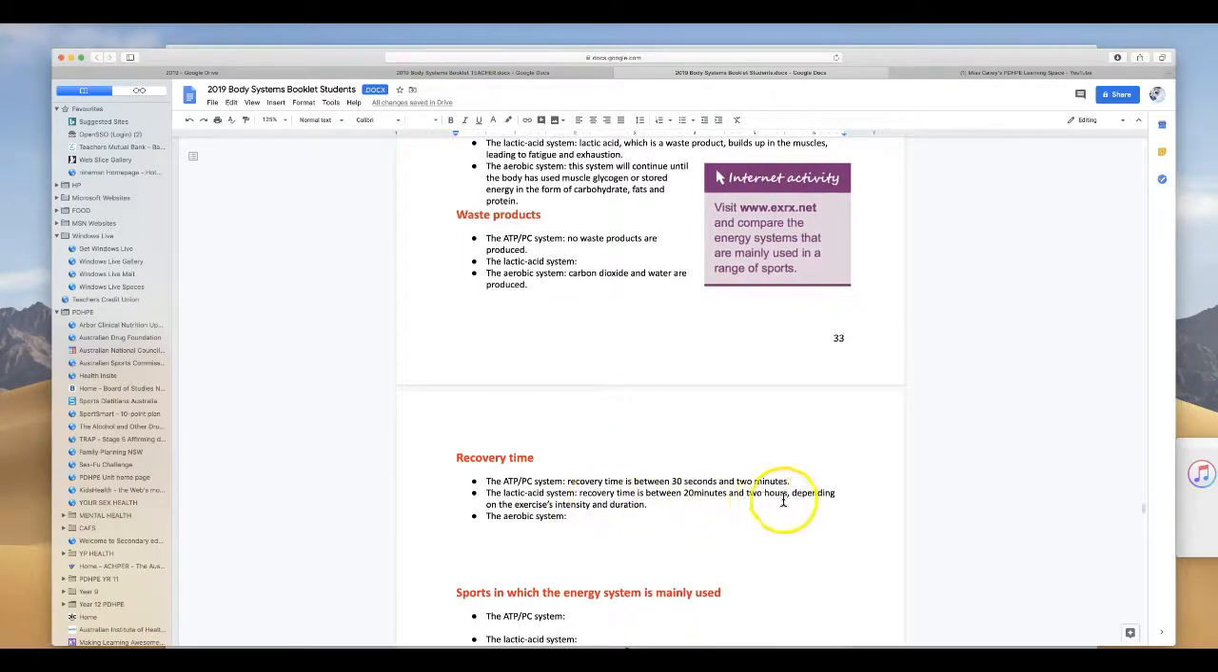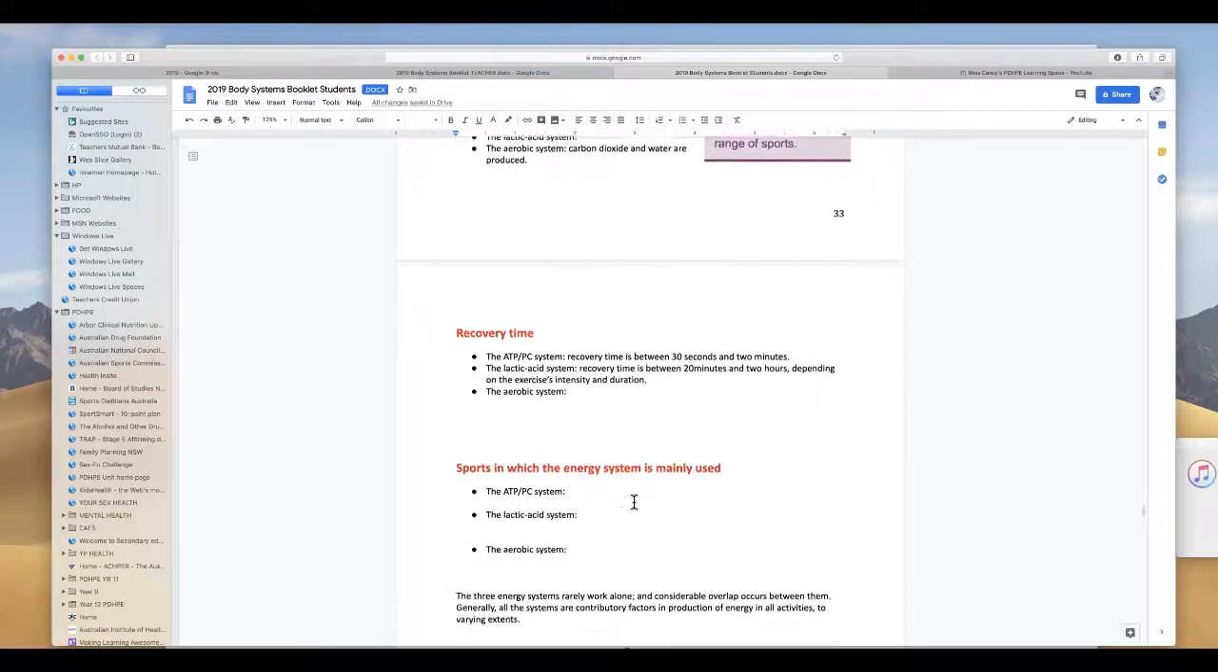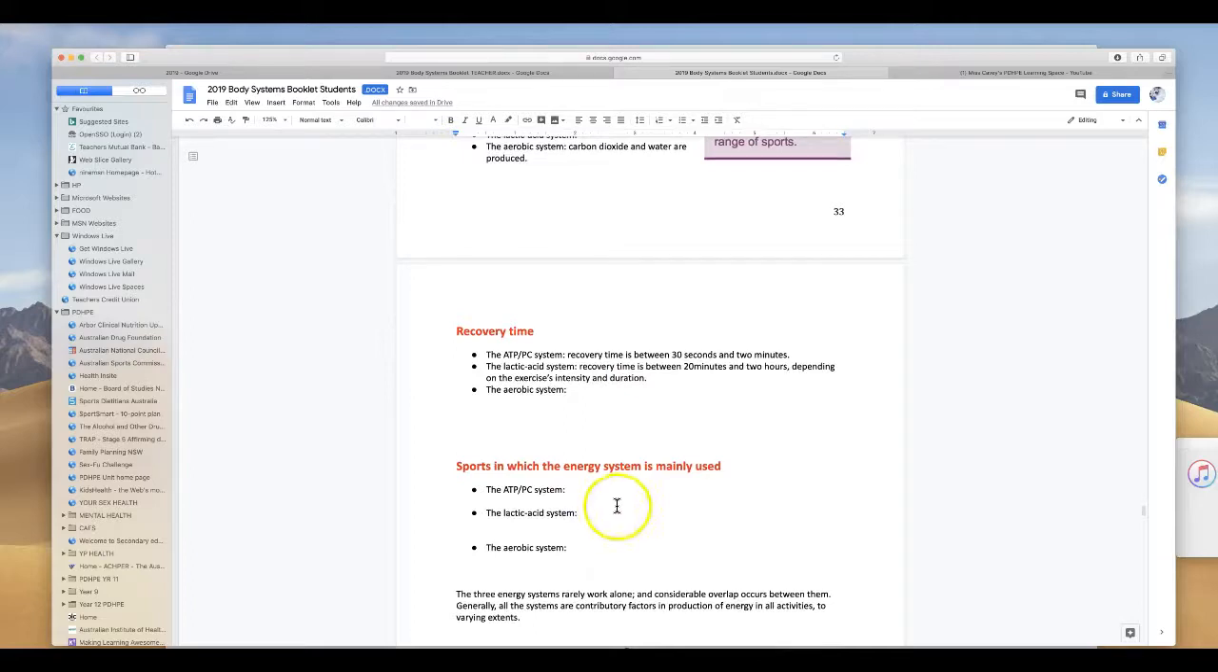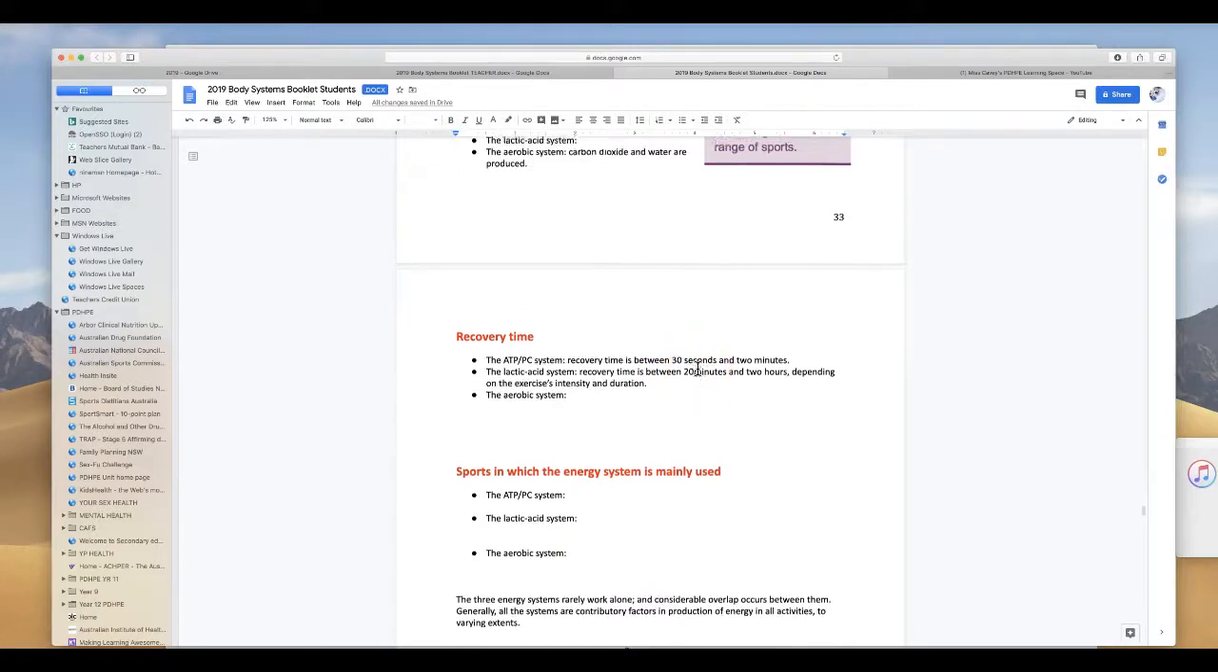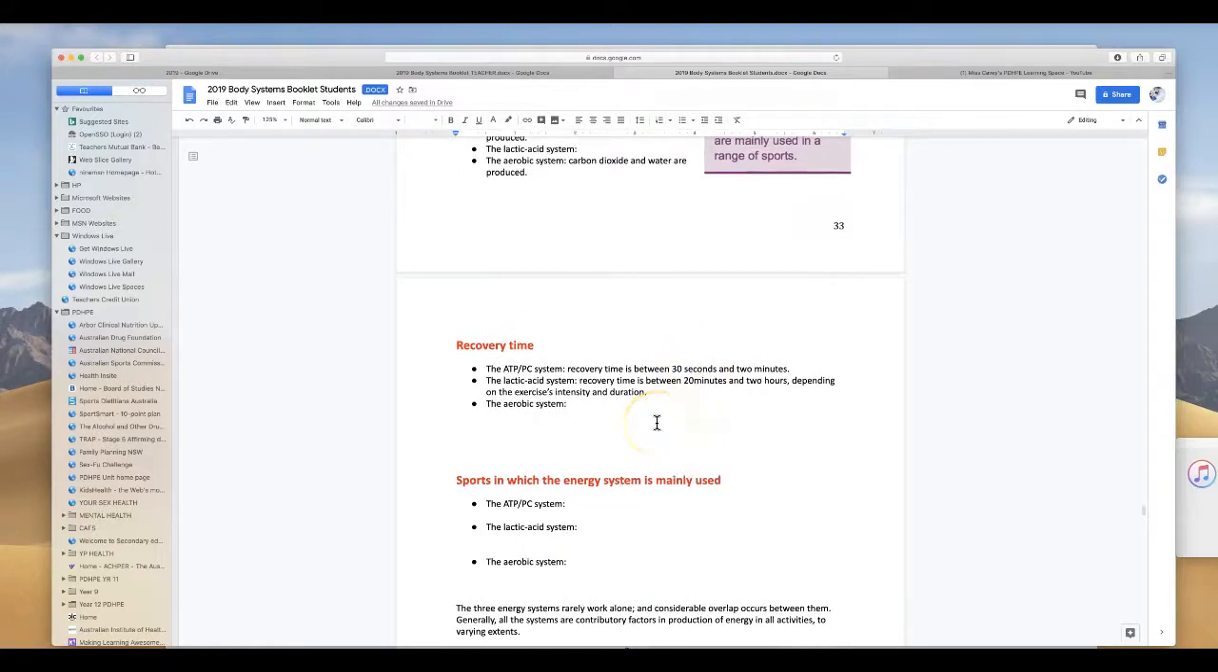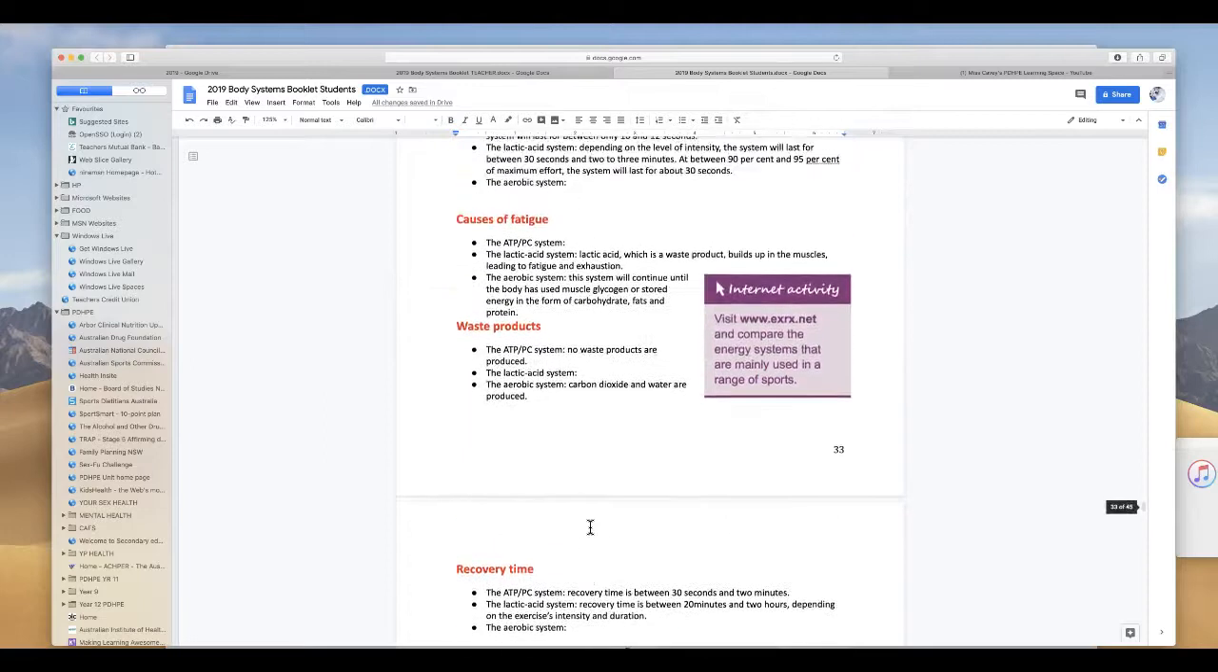It takes about 20 minutes to 2 hours to recover fully if you've been using the lactic acid system. So if you've done a 400-meter or an 800-meter run, depending on how quick you do it, it will take somewhere between 20 minutes and 2 hours to recover. And I want you to write down what sports you think the lactic acid system is used for. Think about sports that go for anywhere between 30 seconds and 3 minutes. Not many sports, but think about something within the sport that might go for that period of time.